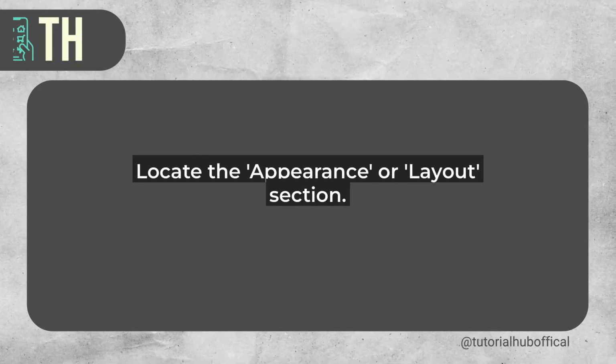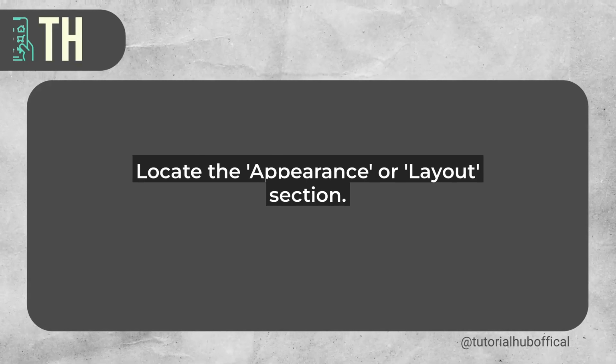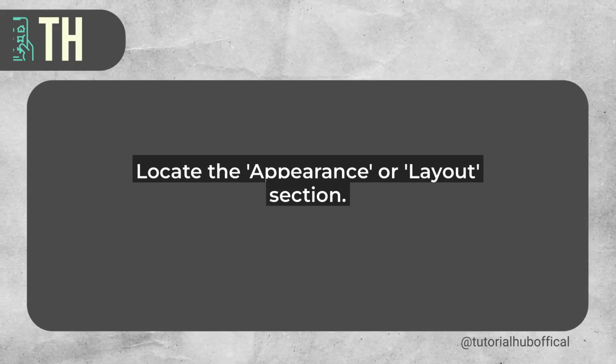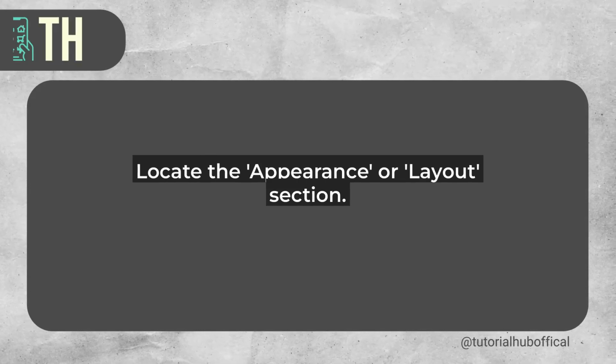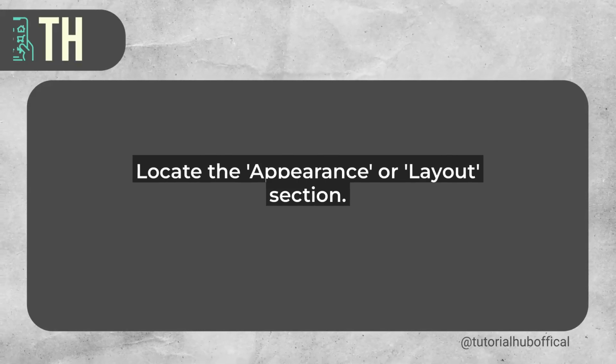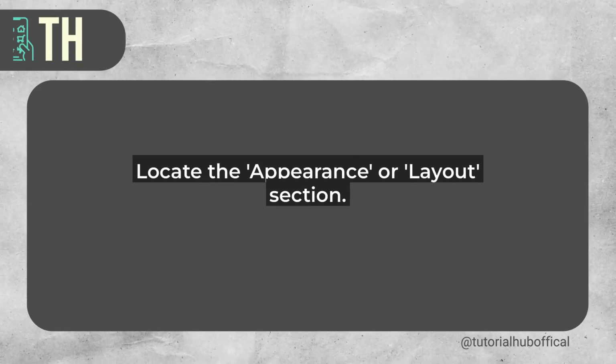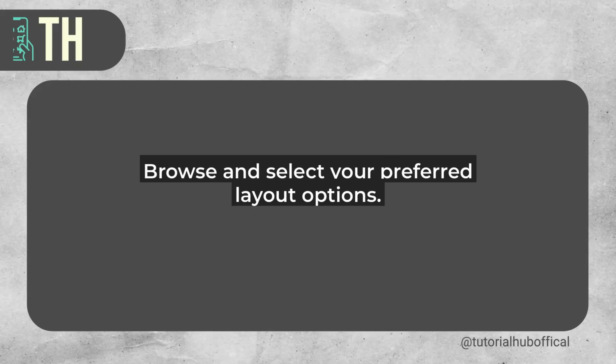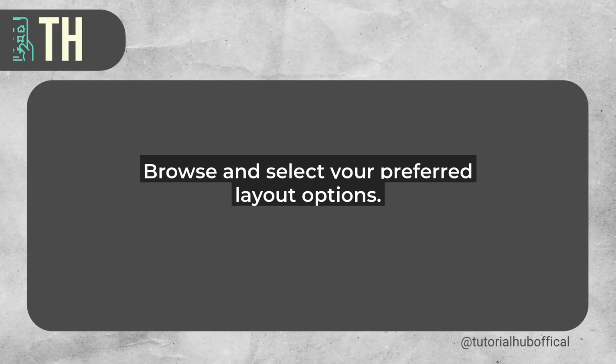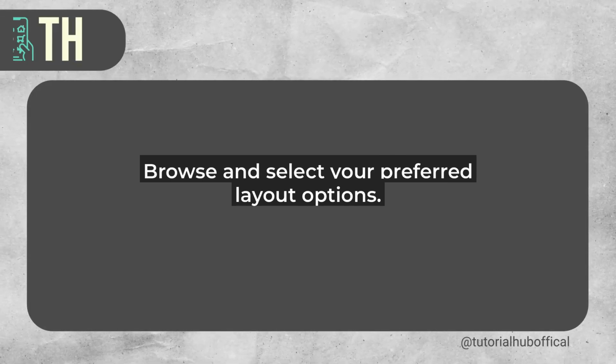Scroll down in the Settings menu until you find the Appearance, or Layout, section. Here, you'll see options like themes, color schemes, and layout presets. For instance, you can switch to a compact view for more data at a glance or a simplified layout for beginners. Select the layout that suits you best.